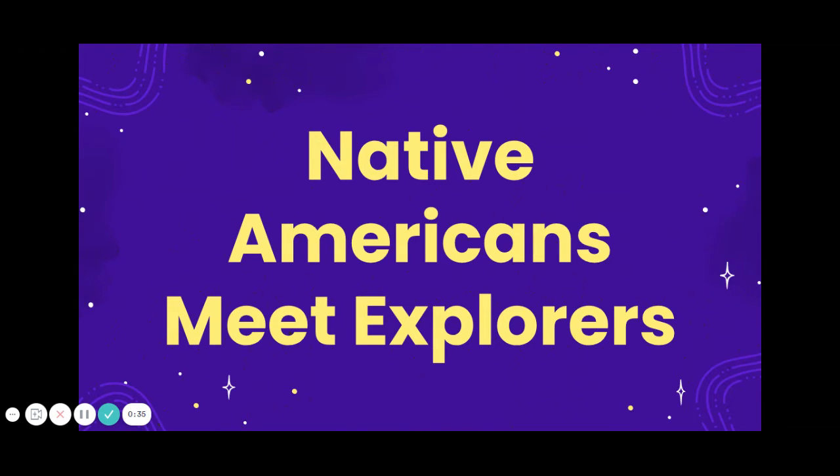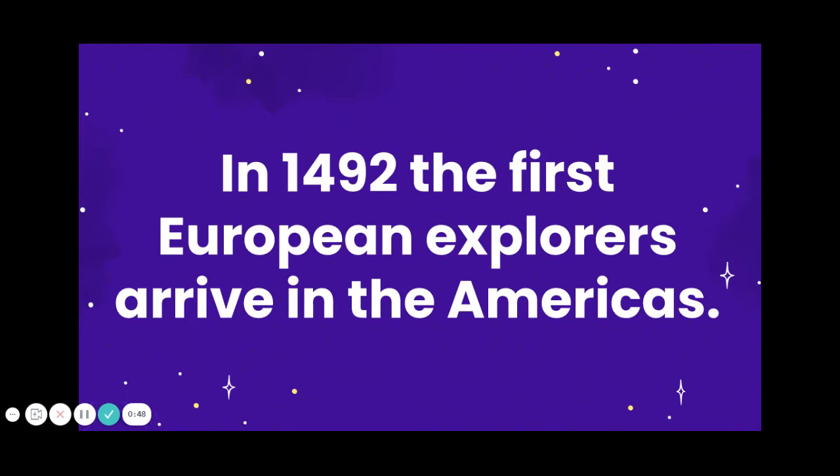Let's talk about what happened when the Native Americans meet the explorers. This also includes those ancient civilizations like the Mayans, the Incas, and the Aztecs. But let's just talk about their viewpoints and what happened. In 1492, the first European explorers arrive in the Americas. That would be Christopher Columbus, and he arrived in the Caribbean. This year changes everything for the Western Hemisphere.